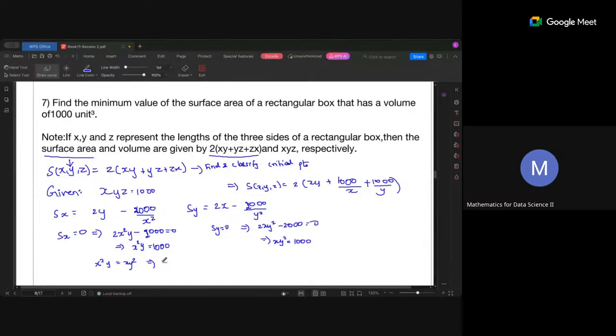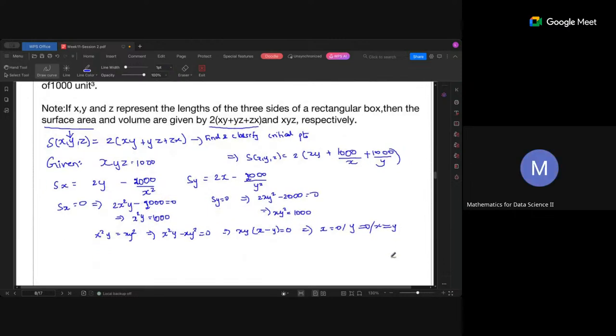Now, what does this mean? x square y minus x y square is equal to 0. Now, taking x and y commonly, what is left? x minus y. So now what are the options you get? Either x or y is equal to 0, or x equal to y. All right. Now, is it possible that either x or y is 0 because you have xyz is 1000? No. Since xyz is equal to 1000, x equal to 0 or y equal to 0 is not possible. So what is the only case we are left with? We are only left with x is equal to y.